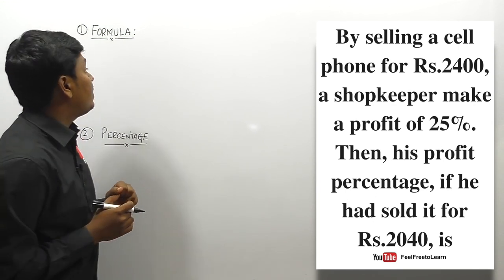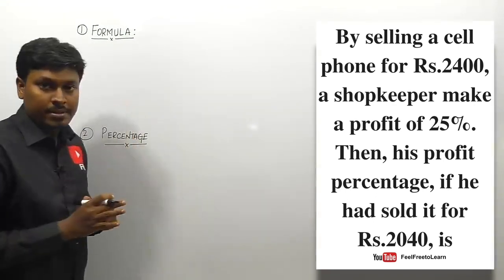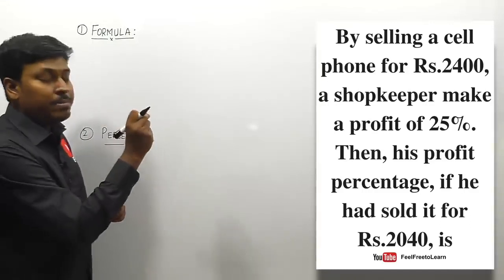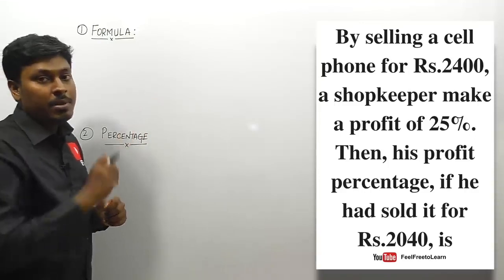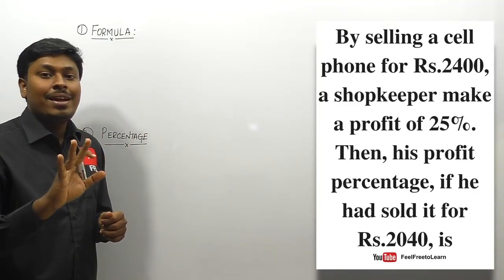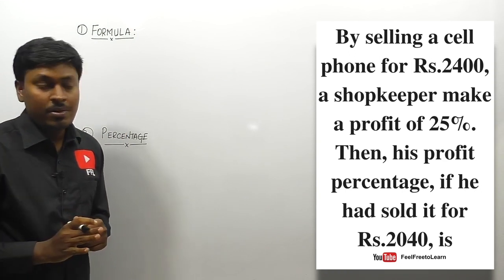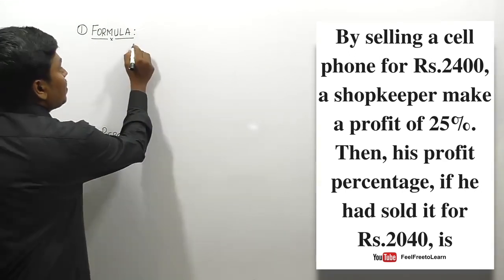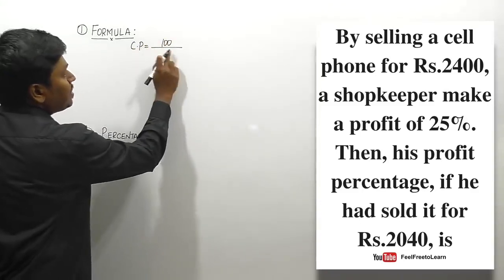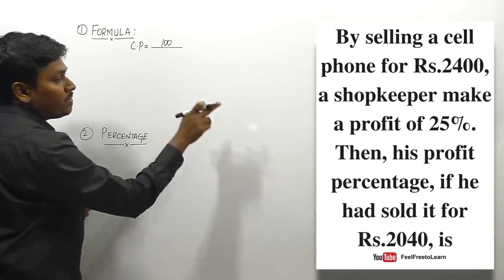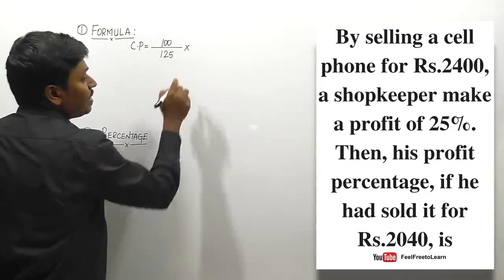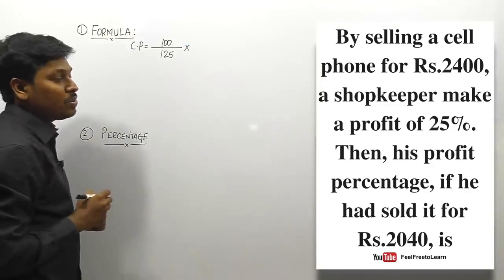So friends, first of all, let me solve this question by using a formula method. By using the first 2 data alone, that is 25 percentage profit, and he sold the mobile phone for 2400, first of all let me calculate the cost price of the mobile phone by using a formula. So cost price of the mobile phone will be 100 divided by 100 plus profit. So 100 plus 25 will be 125, and here the selling price of the mobile phone will be 2400.